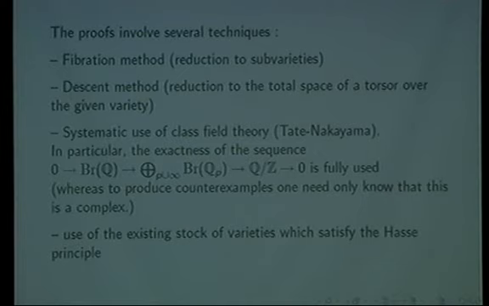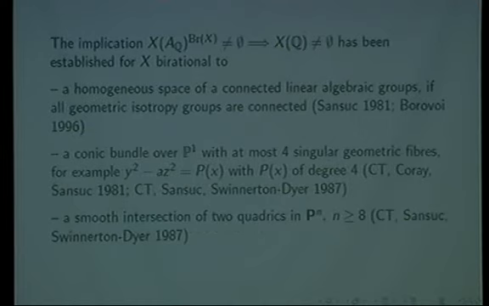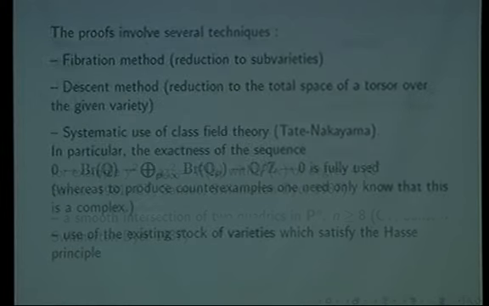And the other technique is the descent method, where you have a variety X and you assume that this set here is not empty, and you show that there is some auxiliary variety Y which sits over X, which is much bigger, which has a map from Y to X, which has points locally, and which satisfies the Hasse principle. Then you reduce the problem downstairs to this problem upstairs. So these are the two techniques which we've used, at least.